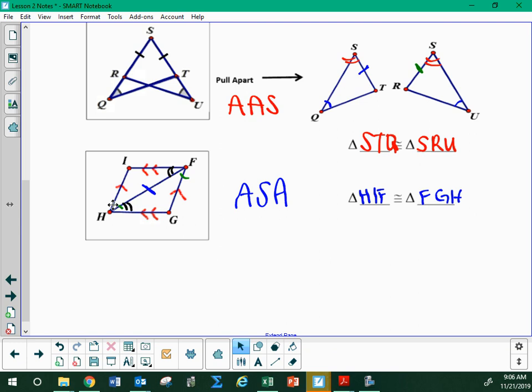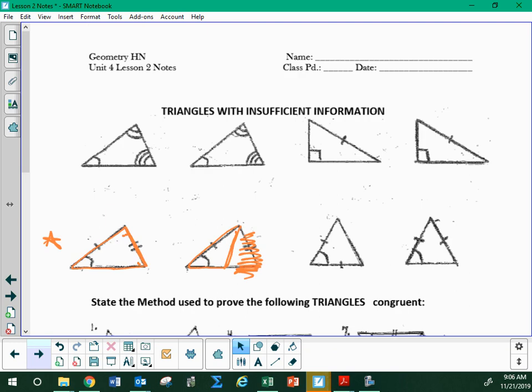All right, let's take a look at the back side. So here are some examples in which we don't have enough information, where none of our shortcuts work. Just make sure you follow the directions. Sometimes it tells you to write not enough info, sometimes it tells you to write insufficient info. If it doesn't say which one to write, just write either one.